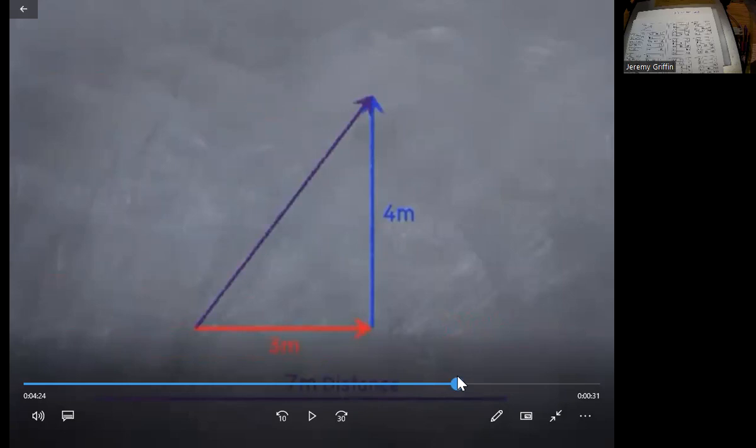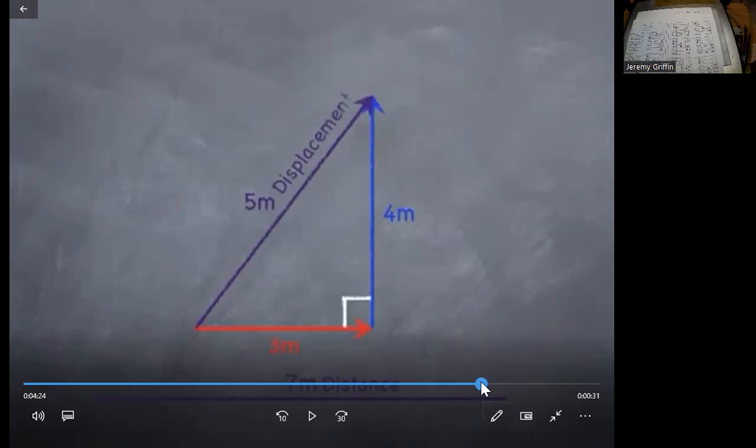Resultant. Okay, so if you want 3 east, 4 north, say like walking around a campsite, right? There's the Pythagorean theorem. That's how you can figure out it's 5 meters. But if you know your special right triangles, 3, 4, 5 right triangles are a pretty common type, right? But you could use the Pythagorean theorem right there to figure out what it is. So 5 meters displacement.